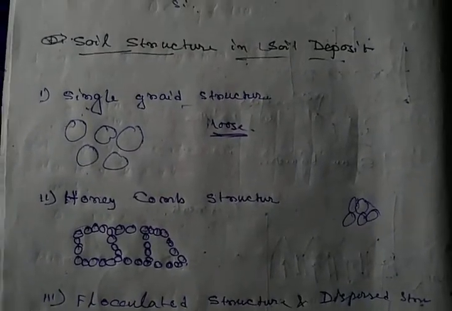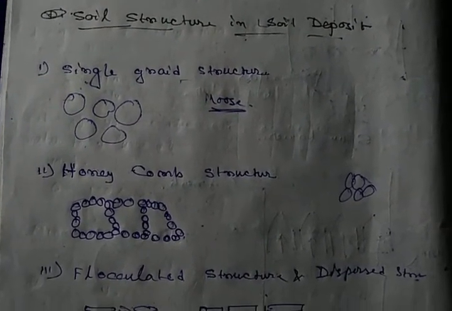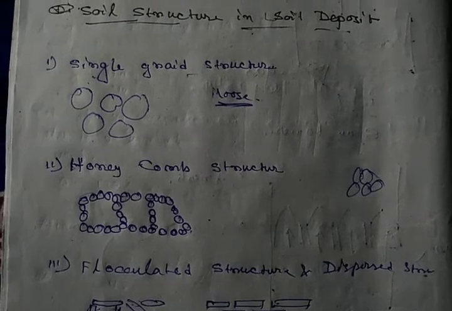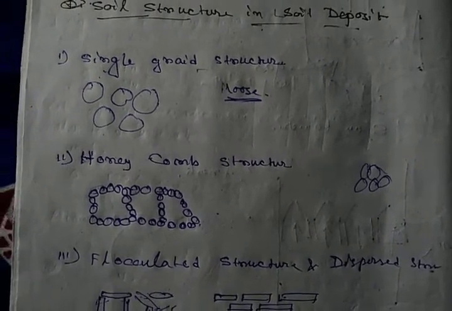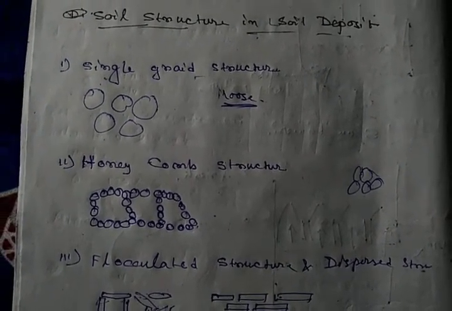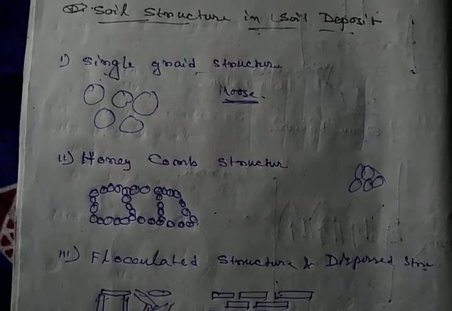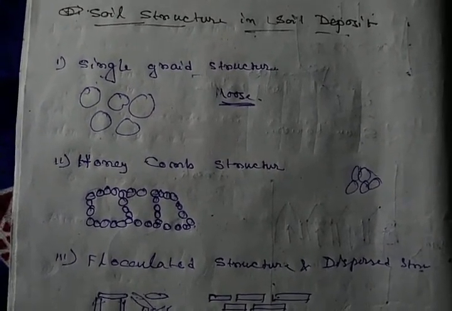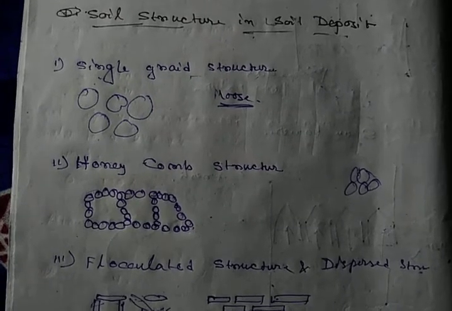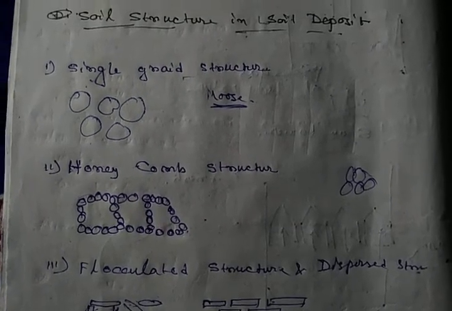Now some physical structures are like this: single grain structure, which is a very loose structure. If sand or gravel or bigger particles are loosely deposited, then they can form a single grain structure.